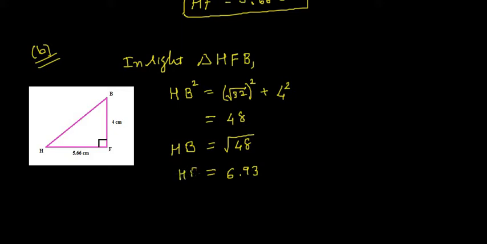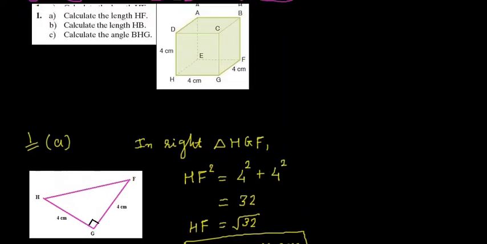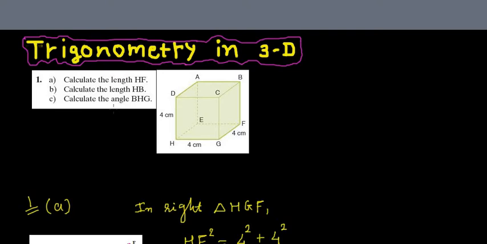So HB is 6.93 centimeter. This is the final answer of the B part of the question. Now moving further to the C part, let us go to the question again. C part is to calculate the angle BHG. So you can see when you join BHG, it is again going to be a triangle.